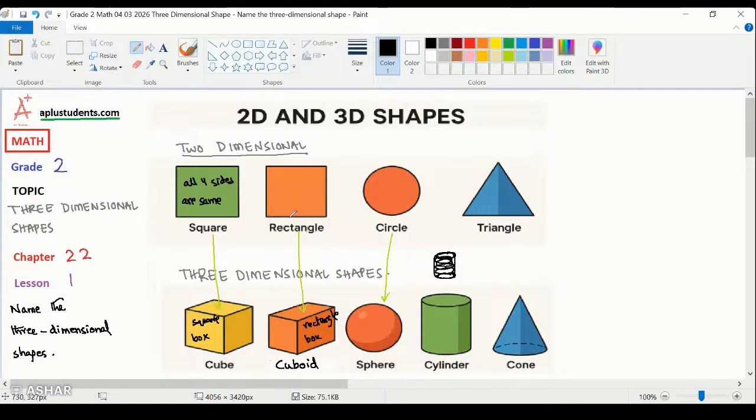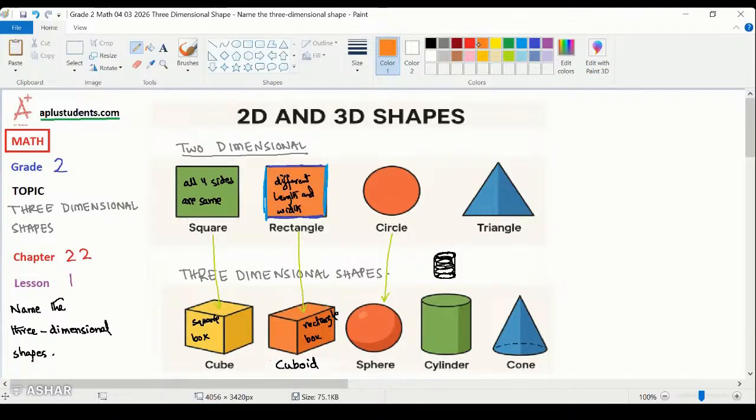In a rectangle, there are different lengths and width. That means in a rectangle, this side will be equal to this side, and this side is equal to this side, right? So a rectangular box is known as a cuboid.